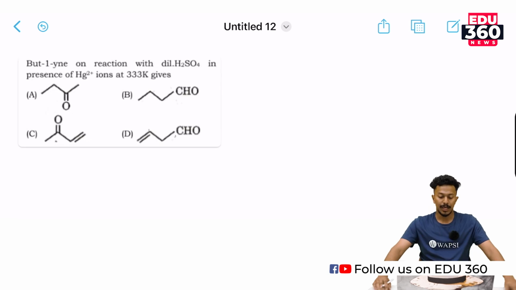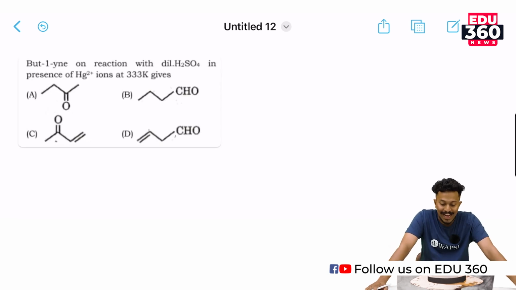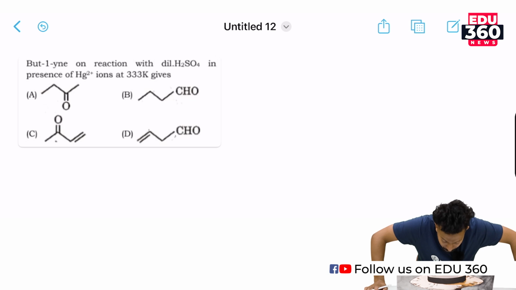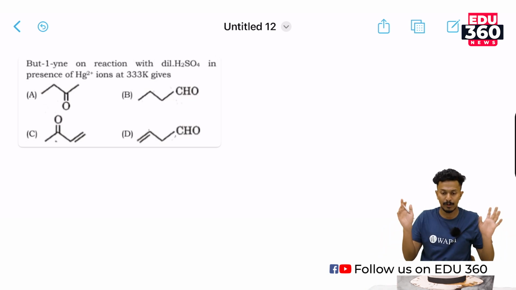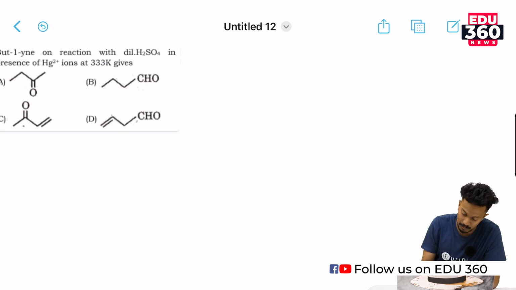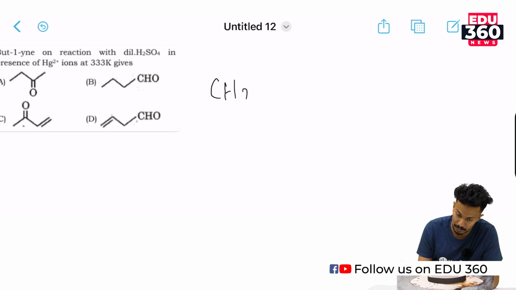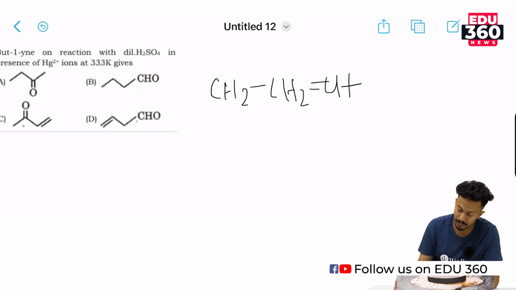Our next question: But-1-yne on reaction with dilute H2SO4 in presence of mercury 2 plus ions at 313 Kelvin gives what? Okay, this is our question. Well, we might write the equation. The chemical formula of but-1-yne, CH2, CH. This is methylpropyl.